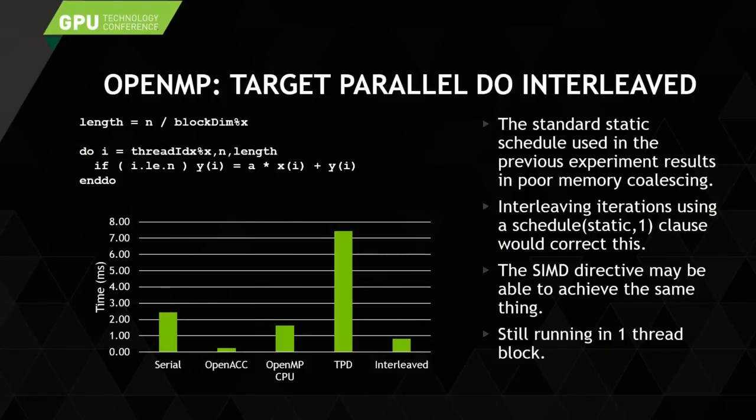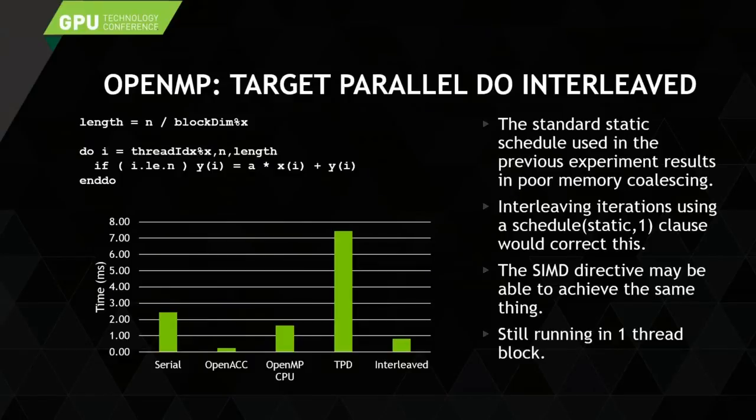And so by interleaving those, we get what is a more natural type of memory access pattern for a GPU, which allows us to coalesce. So you see our performance improves quite a bit. But unfortunately, we are still running on one thread block, so the performance is worse than OpenACC, and we should still be able to do much better.